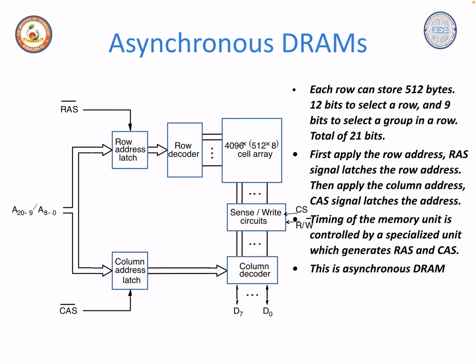This is nothing but asynchronous, not with respect to a clock. If a read or write operation is happening with respect to the timing diagram, with respect to the clock signal, then it is synchronous. If it is not with respect to that, then it is asynchronous. Here the sense and write circuit will be taking care of reading or writing the data. Then you have a corresponding chip select signal and read or write bar signals.